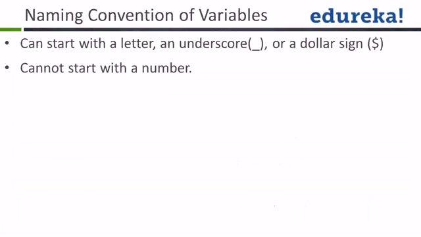Now, how to declare, how to name those variables? For declaring those variables, you can start the name of the variable with a letter, you can start with an underscore, or you can start with a dollar sign. These are the three initials that you can use while defining the name of a variable. You cannot start with a number. If you do so, you'll get a compile time error there and then.